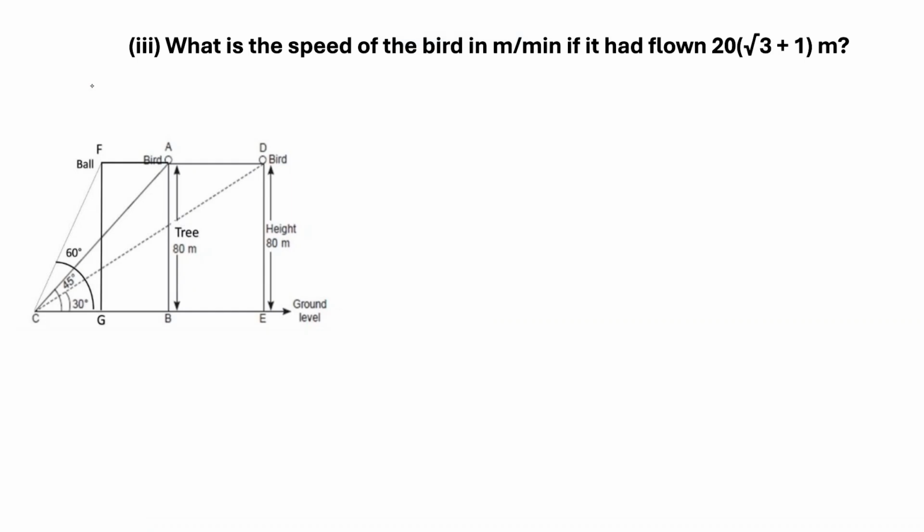So the last question from this question paper is, what is the speed of the bird in meter per minute if it had flown 20 times root 3 plus 1 meter? So we have to find the speed of the bird if the distance was 20 times root 3 plus 1 meter. So the speed equals distance over time. I think you know this equation. You have studied it in physics.